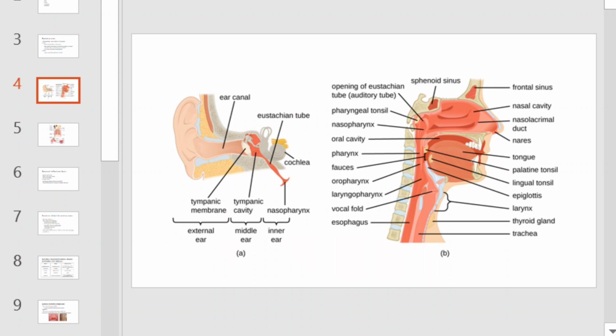The next two slides will review each of the aforementioned structures for your reference. Please take a moment to pause the video and review the labeled structures in these diagrams so that you're familiar with them as diseases are discussed further along in this video.